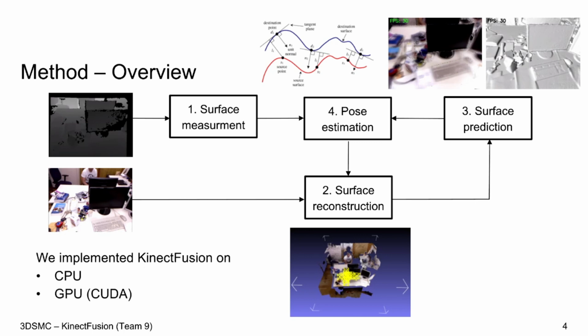Initially, the process begins with surface measurement, which is a pre-processing module. Following this, surface reconstruction is used to fuse depth maps into a comprehensive global volume representation. And surface prediction uses raycasting to generate a depth map from the fused volume. Finally, pose estimation utilizes ICP to estimate the camera pose. Let's get into the details.